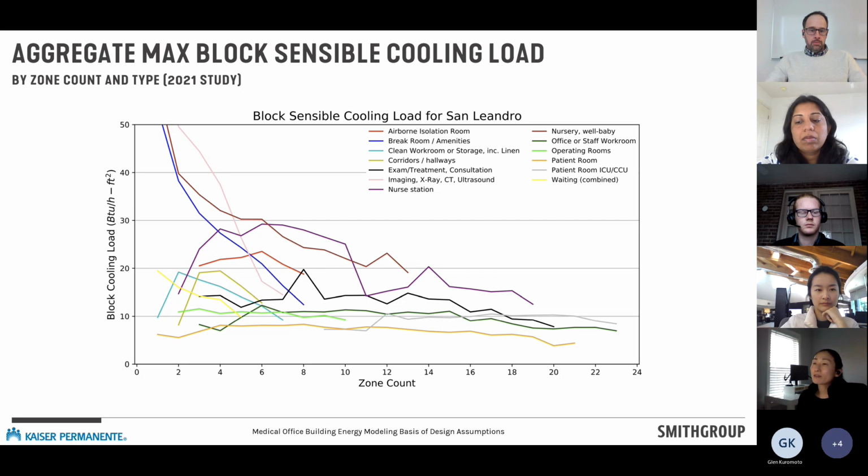So here, the block load is on the y-axis, zone counts on the x. And if we start on the left, we see at the lower zone counts, that's where you really want your design load, it's likely what you design around. But as you get to higher counts of zones, then you have a drop off as far as the block cooling load.